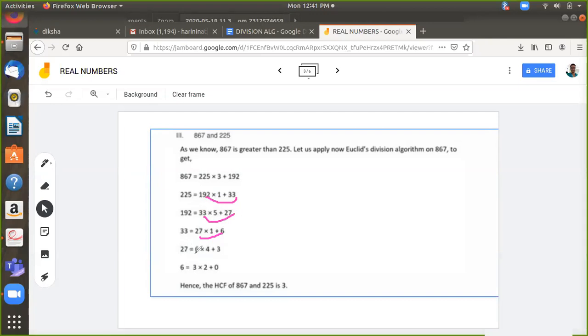Now I have to use the two numbers 6 and 3. So when 6 is divided with 3, I know 2 times 3 will become 6 and hence my remainder has become 0. Now, which is the last divisor that I have used? That is 3. This is the last number that I have used to divide and get a remainder 0. Therefore, the HCF of 867 and 225 is 3.